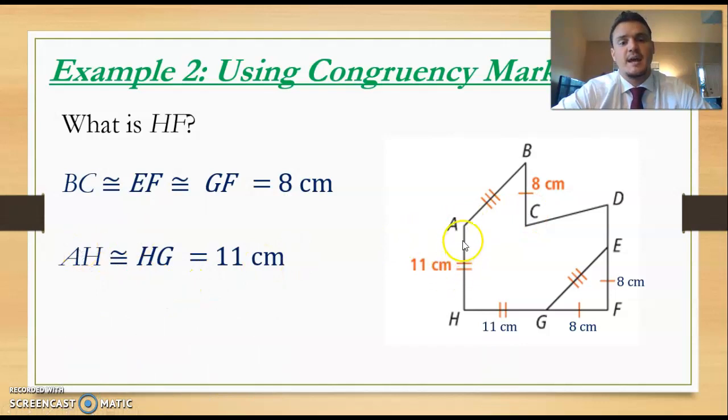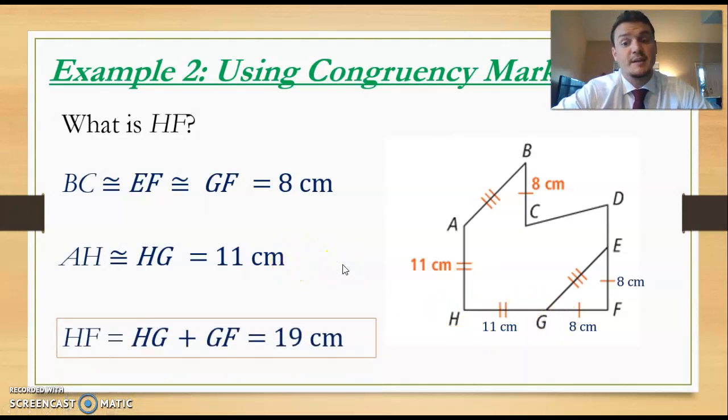Same thing with AH. AH is 11 centimeters and it has these two tick marks here. And since HG has the two tick marks, that means that HG is 11 centimeters as well. And then using the segment addition postulate, we know that the whole line HF has to be whatever HG plus GF is, which is 11 plus 8, which is just 19.